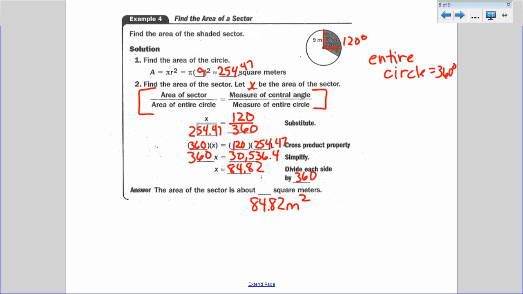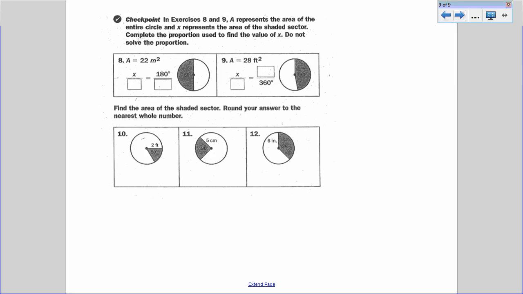So let's take a look at what they have us doing here. A represents the area of the entire circle. X represents the area of the shaded sector. Remember, it's sector to the whole circle. So the area of the sector to the area of the whole circle is equal to the measure of the sector to the measure of the whole circle. It says complete the proportion used to find x. Do not solve. So this is all we need to set up. So number 8 is done. You're going to do number 9 on your own.